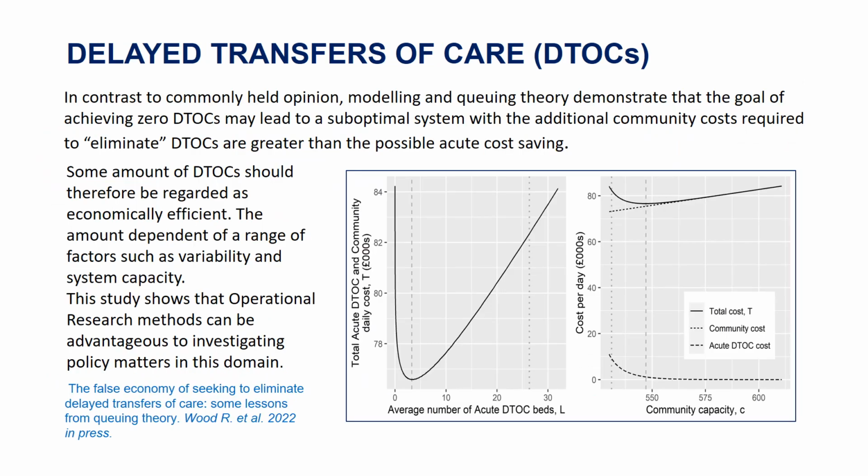Another very interesting output from our analysis, based largely on queuing theory, runs counter to the contention that we should try always to reduce delayed transfers of care from acute hospitals to zero, when actually more optimal outputs are obtained when a small level of delayed transfers of care is maintained, in order to avoid overcapacity within the community care sector. If you're interested in this analysis, there's a recently published paper with a reference at the bottom of this slide that gives much more of the technical details and some of the important aspects of that analysis.